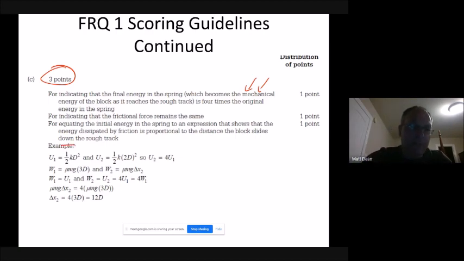So number 1, they set up an equation for the initial potential energy of the spring when it's compressed a distance of D. That's 1/2 kx squared. Here we substituted D for x because that was our actual distance. This is the equation for the potential energy of the spring when it's compressed twice as far. So for x, we plugged in 2D.